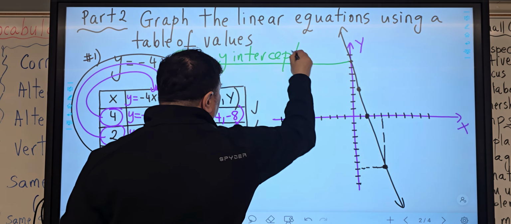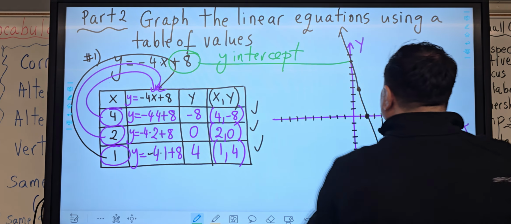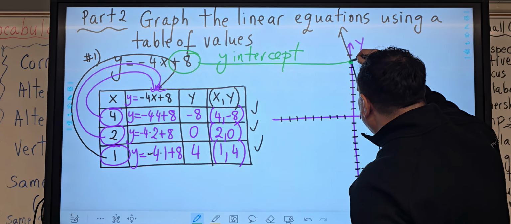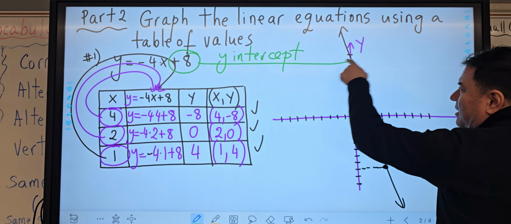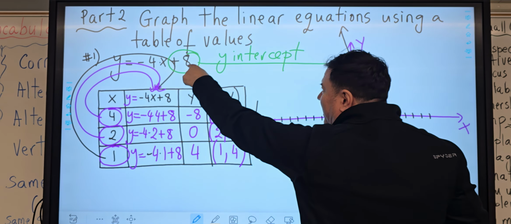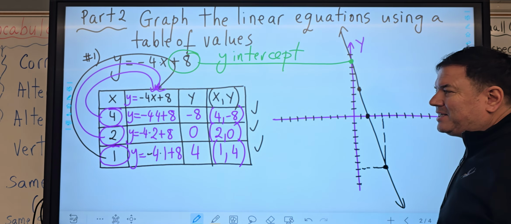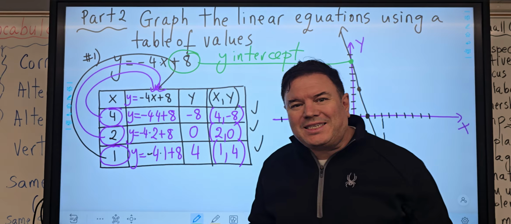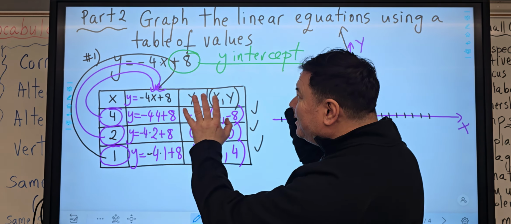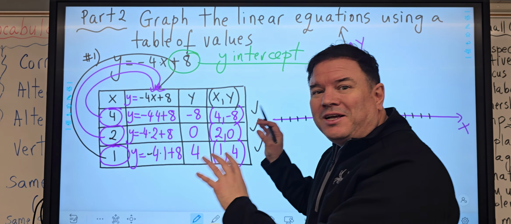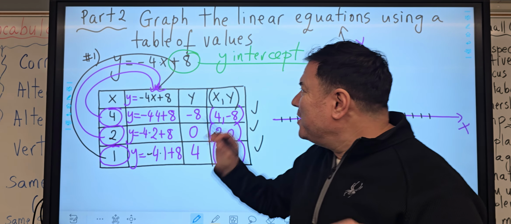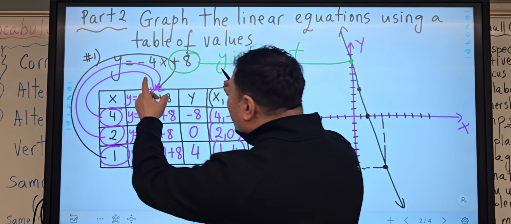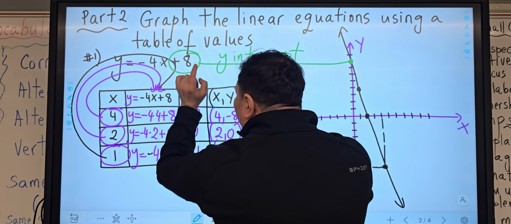Y-intercept is where the line crosses the y-axis, right here. See that? This line crosses the y-axis at positive 8. Okay? This is the y-intercept. In future lessons, we are going to graph equations without creating a table of values. We are just going to graph looking at the slope and at the y-intercept.